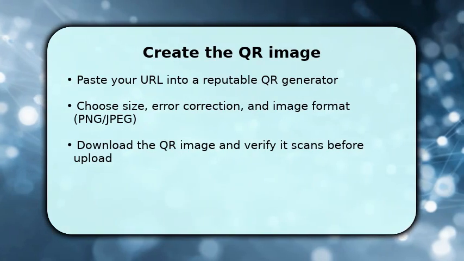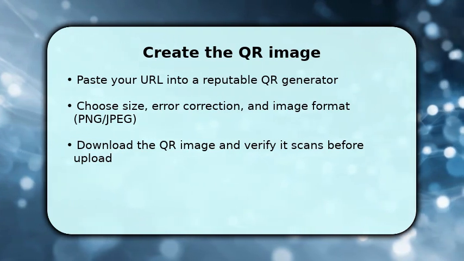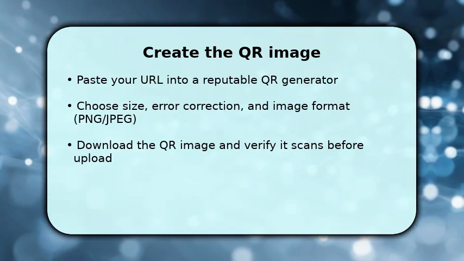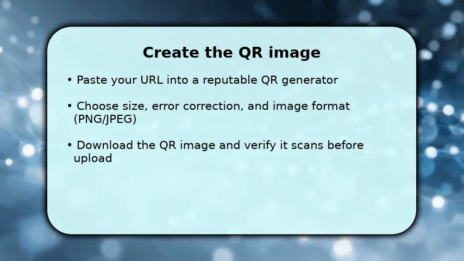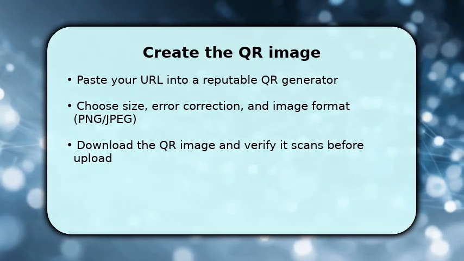Now you create the QR code. You paste the Teams meeting link, channel deep link, or file URL into a QR generator and select a high error correction level so phones read it reliably. Choose output as PNG and a size of at least 800px for clarity, then download.